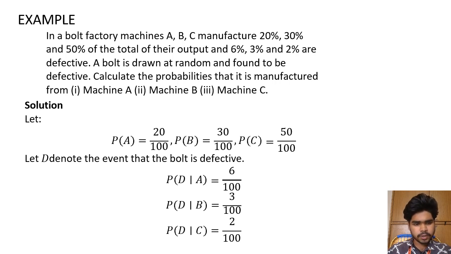So our solution: let P(A) be 20 by 100 because its manufacture rate is 20%. P(B) is 30 by 100 and similarly P(C) is 50 by 100. Let D denote the event that the bolt is defective. P(D|A) is 6 by 100, P(D|B) is 3 by 100, P(D|C) is 2 by 100.